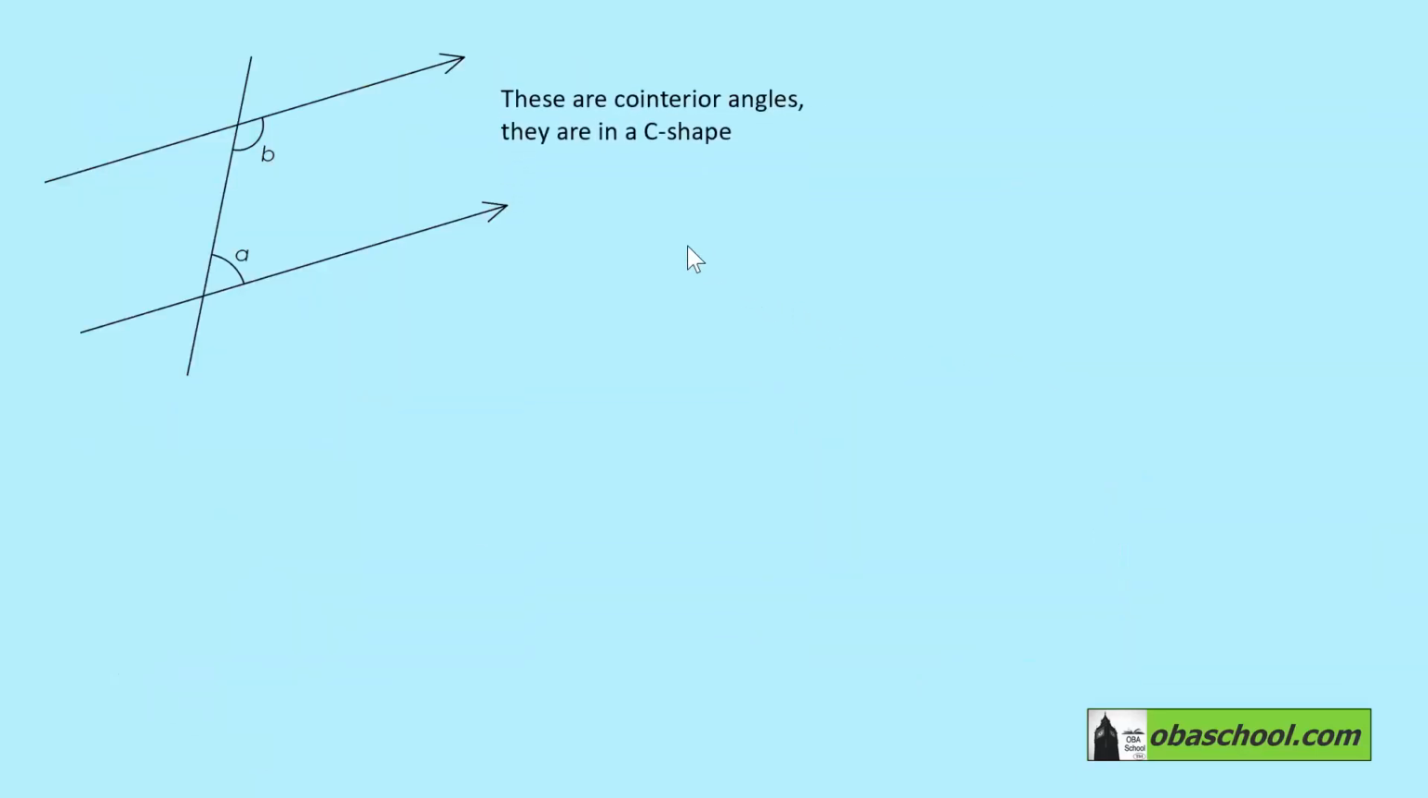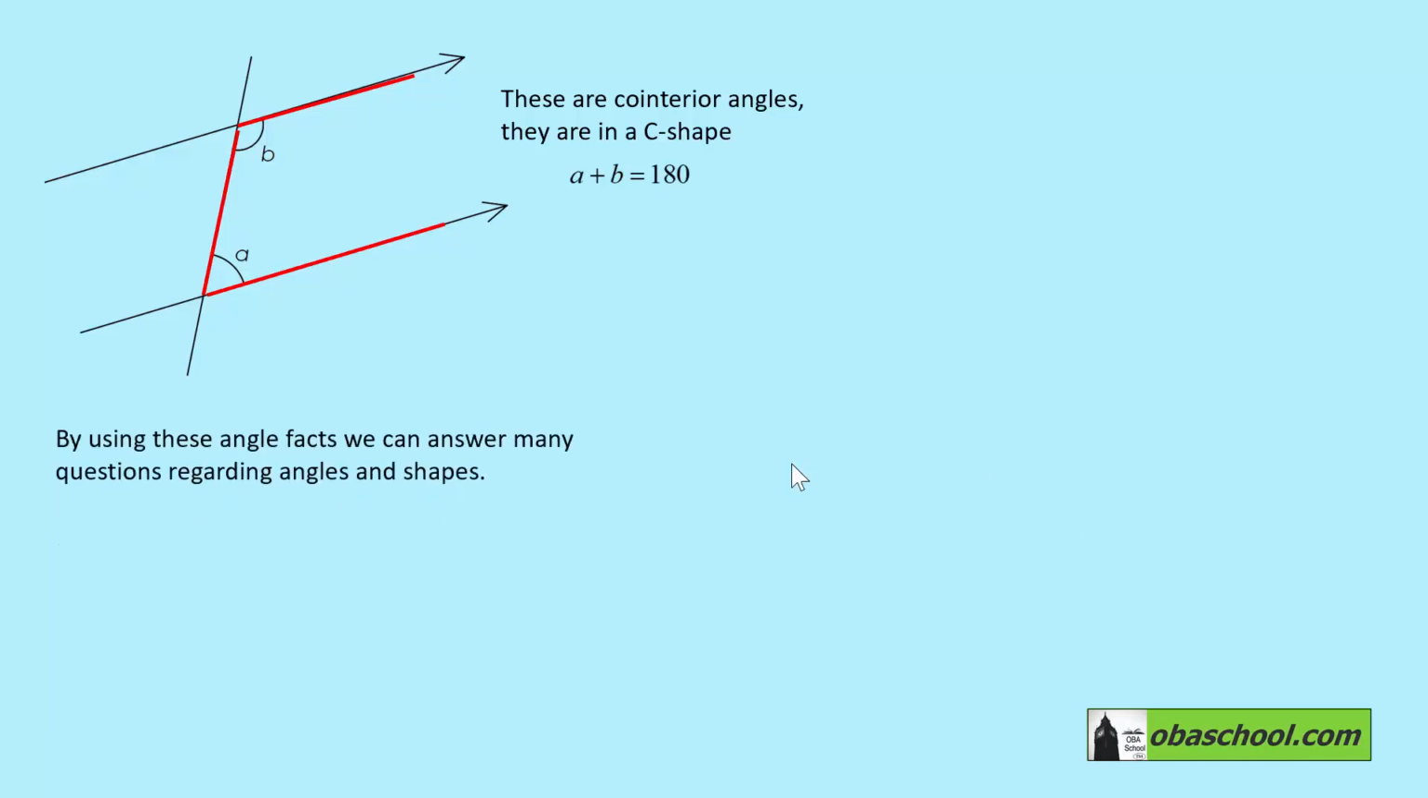Finally, we've got co-interior angles. They're in a C shape. In this case, they're not equal, but they add to 180 degrees. By using these angle facts, we can answer many questions regarding angles and shapes.